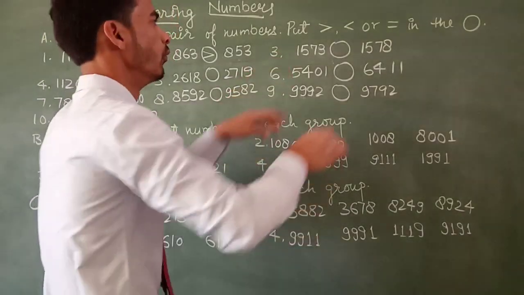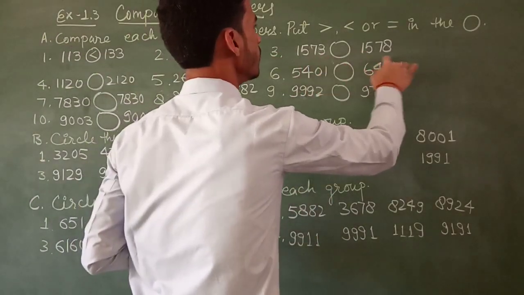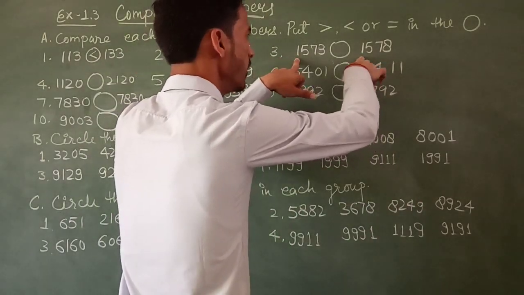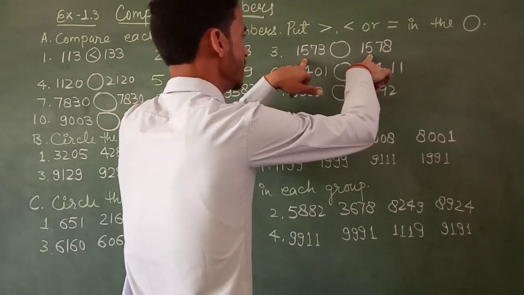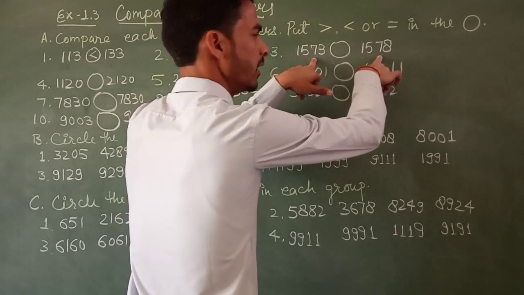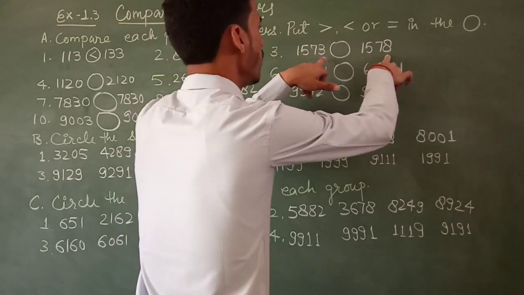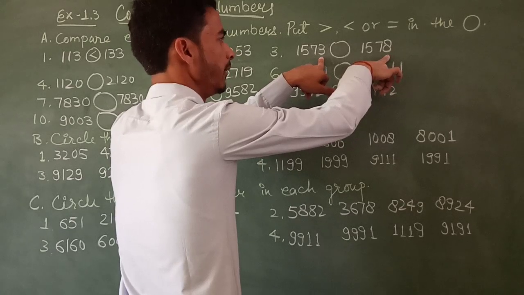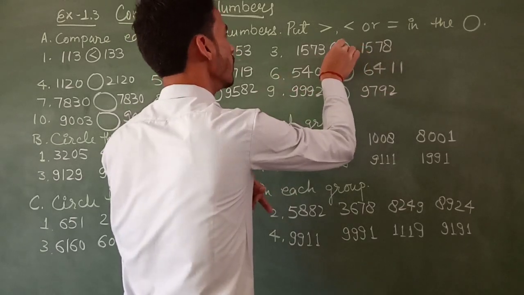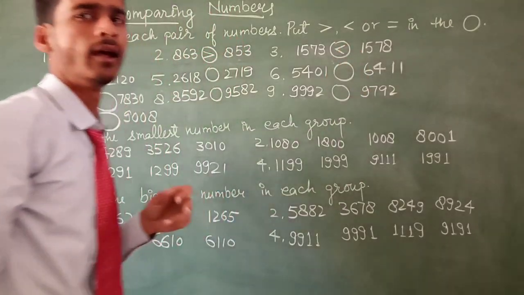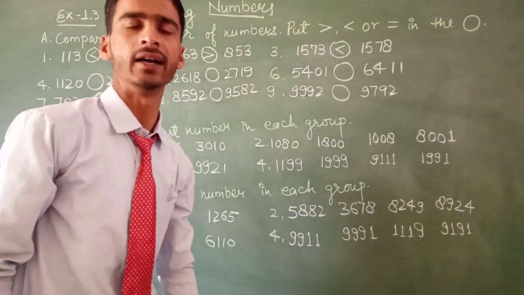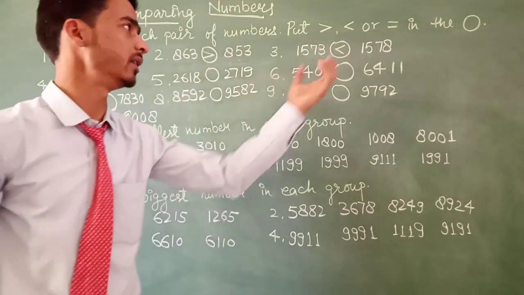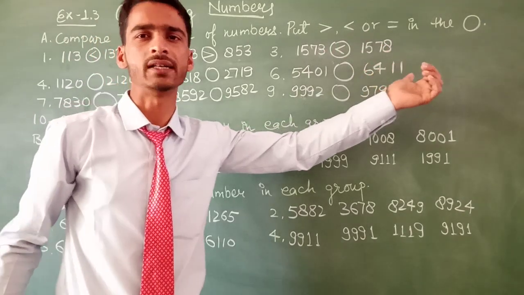The next one is 1573 and 1578. Firstly, we have to compare the 1000s places, these are the same. Now we compare the 100s places, these are also the same. Now we compare the 10s places, these are also the same. And now we compare the 1s places. You can see here that 8 is greater than 3. So we can say that 1578 is greater than 1573. In other words, you can also say that 1573 is smaller than 1578.